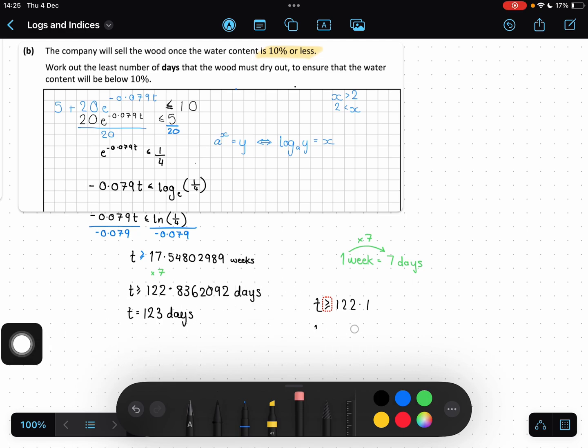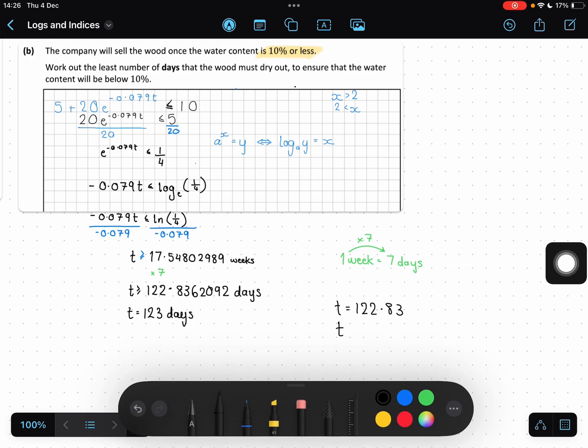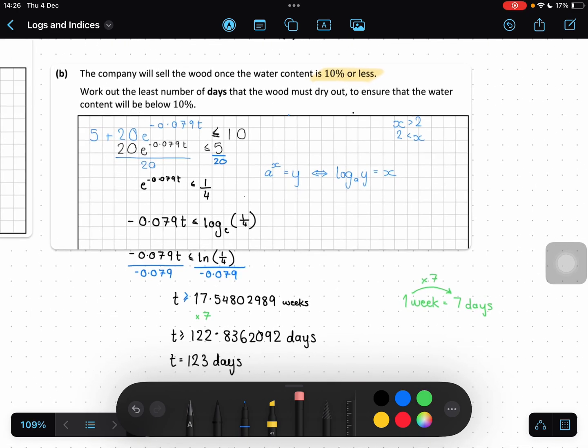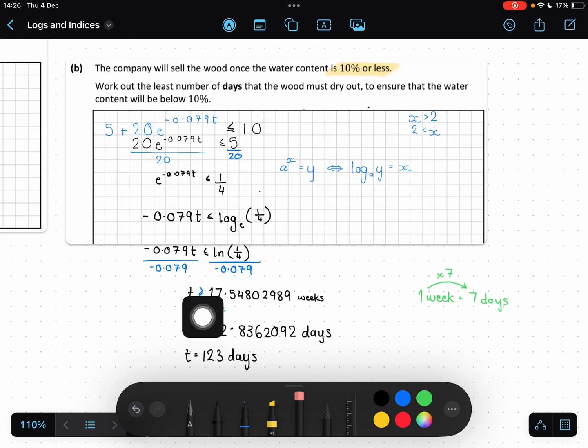If I had done the whole thing as an equals instead, I would have just had to recognize at the very end that the exact time that it's 10% is 122.836292 days. That is exactly when it hits 10%. And they can't sell it at that time, so they have to wait until the following day when it's further dried out. So we would say 123. So you could have done it with an equals there, especially if this part here with the changing signs was confusing.